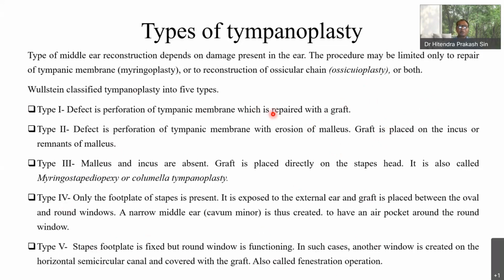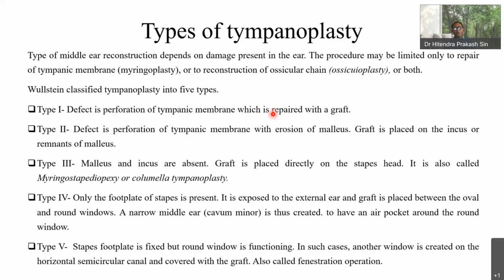Type 1, when the defect is only the perforation of the tympanic membrane, which is repaired with a graft. It is also the type which is synonymous with myringoplasty. Type 2, when there is a perforation in the tympanic membrane with erosion of the handle of malleus. Then the grafting material is placed on the incus or remnants of the malleus. Type 3, both malleus and incus are absent, both are necrosed. The graft is then placed directly on the stapes head. It is also called myringostapediopexy or columella tympanoplasty.